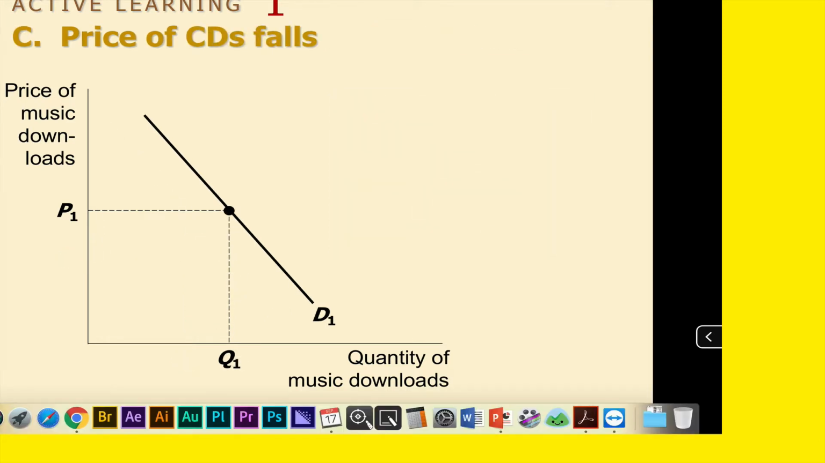All right, now, price of CDs has fallen. Who's the brave soul? Not if you've already been up. Dylan, willing to face the gauntlet again. Come on, somebody.